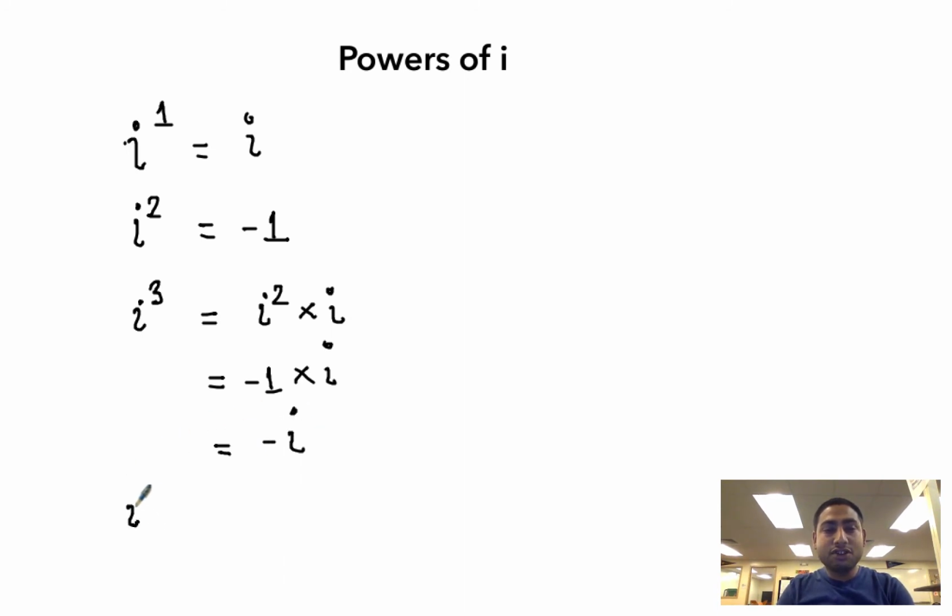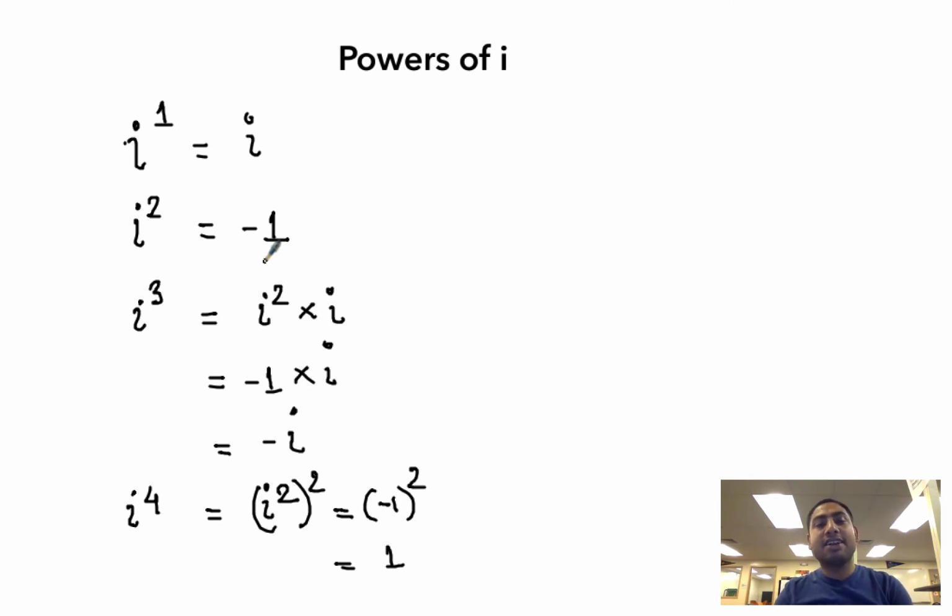What about i to the fourth power? Well, i to the fourth power is the same as i squared, squared. Now we know i squared is negative 1, and then if I square negative 1, I'll get 1 back. And this is going to be the pattern that the powers of i are going to follow: i, negative 1, negative i, and 1. Now if I do i to the fifth power, I'm going to get back to just i.